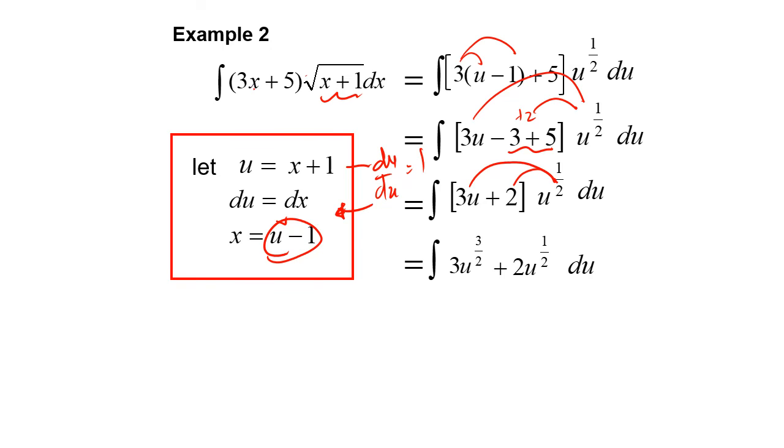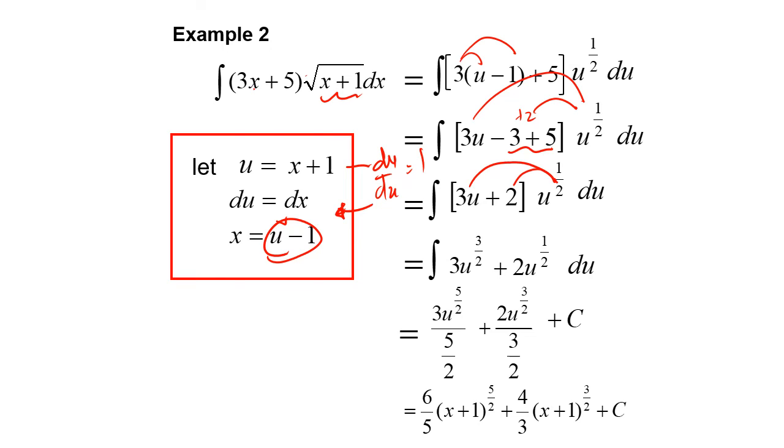So integrate u to the power of 3 over 2. We will get u to the power of 5 over 2 over 5 over 2, which is multiplied by 3. And then on the right side we get u to the power of 3 over 2 over 3 over 2 plus c. And then change into nicer fractions. So we get 6 over 5 of u to the power of 5 over 2. Okay, so step by step we get 6 over 5 of u to the power of 5 over 2 plus 4 over 3 of u to the power of 3 over 2 plus c.